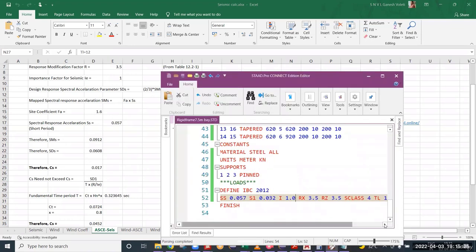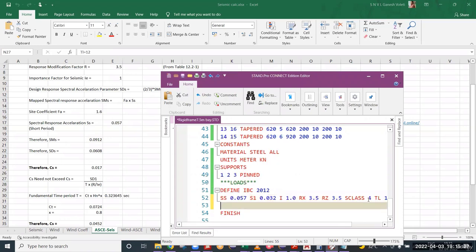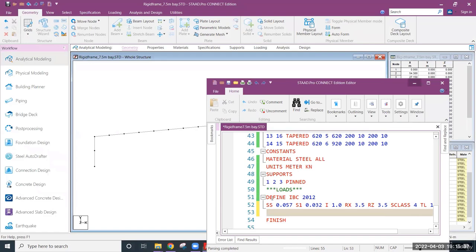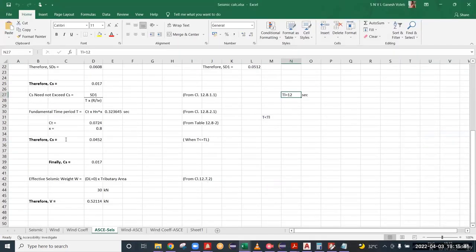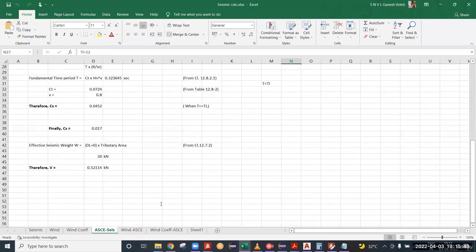So here we have defined the seismic code. Now seismic weight you have to give. Okay, seismic weight we have seen, right? Seismic weight. So there is that seismic weight. Yeah, effective seismic weight W, dead load plus some portion of live load into tributary area.